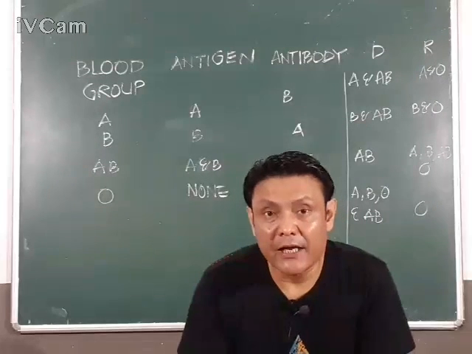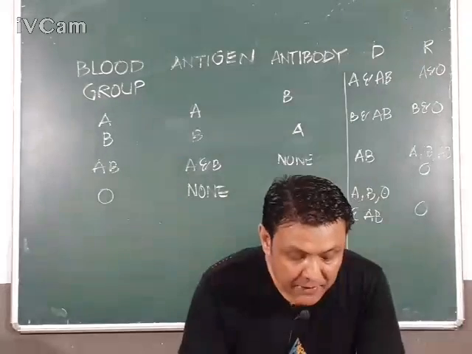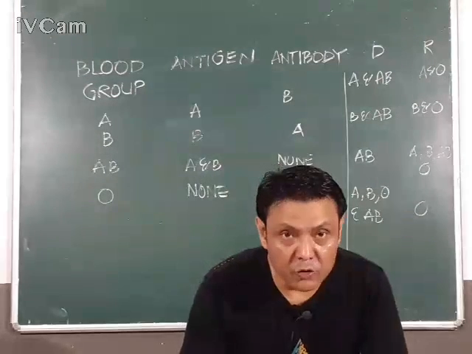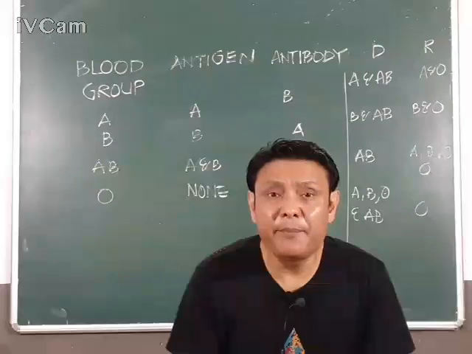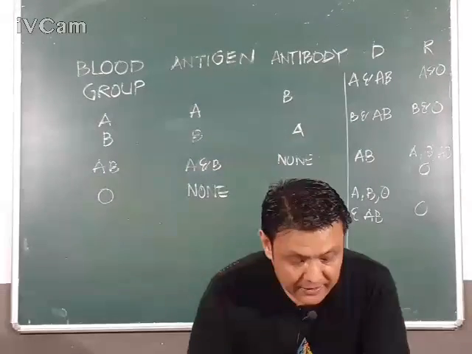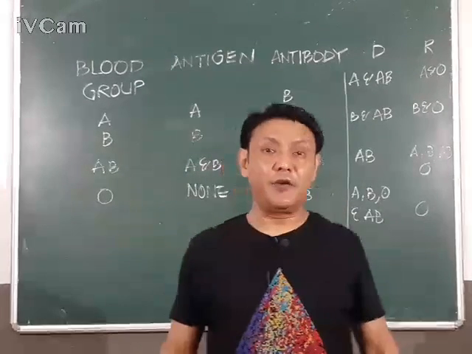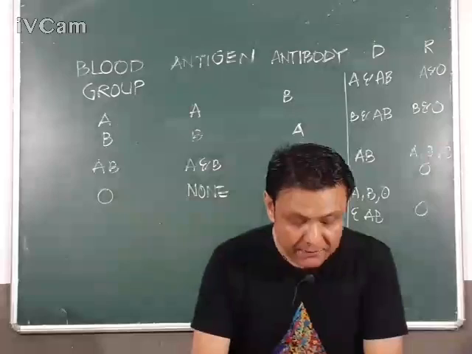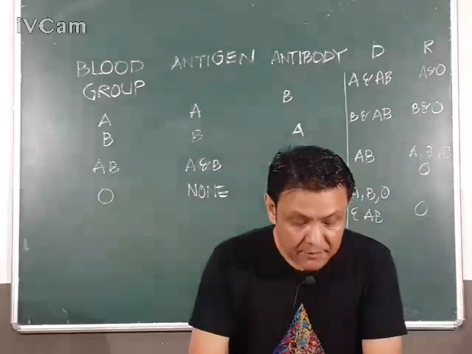We'll come to the rhesus factor, positive and negative, later. But for now, we will talk about the blood groups. There are four types of blood groups, depending upon the antigen and the antibodies. The antigen is a protein present on the surface of the red blood cells, and antibodies are proteins present in the blood plasma.